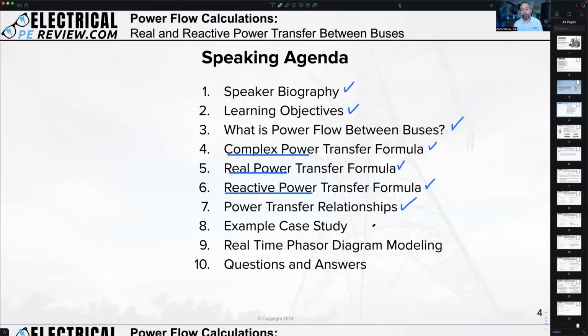From there, I've got a wonderful case study for today. We're going to be looking at the power transfer between 2 generators. We're going to be calculating all of the different power flow quantities and talking about the direction of each. And after that, I've got a really fun phasor diagram real-time system model. And I'm going to switch to it really quick.